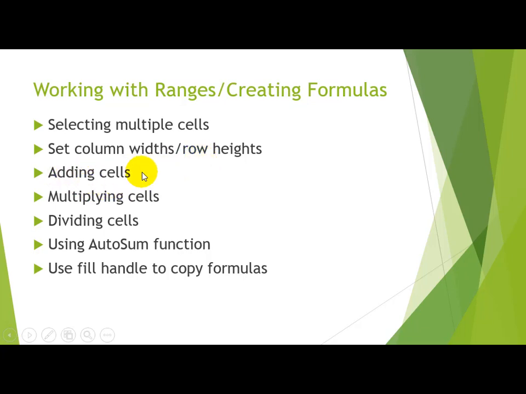We're going to take a look at how to add cells together. We're going to talk about multiplying cells together, dividing cells, and then we're going to make this a lot easier by using a feature called AutoSum when it comes to adding cells, which is the most common task that we'll be doing in Excel. We'll use AutoSum. And then we're going to use that fill handle again to copy those formulas from one spreadsheet to another.